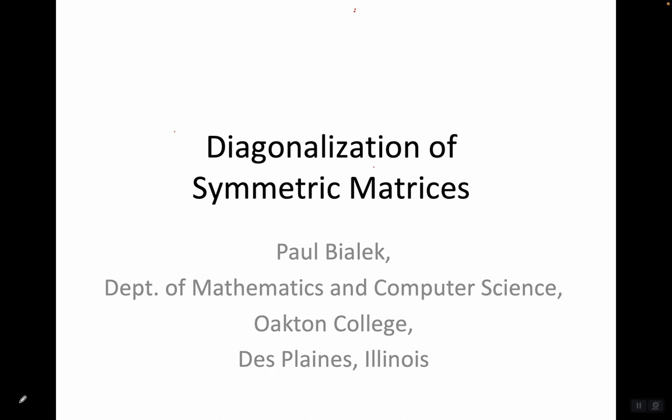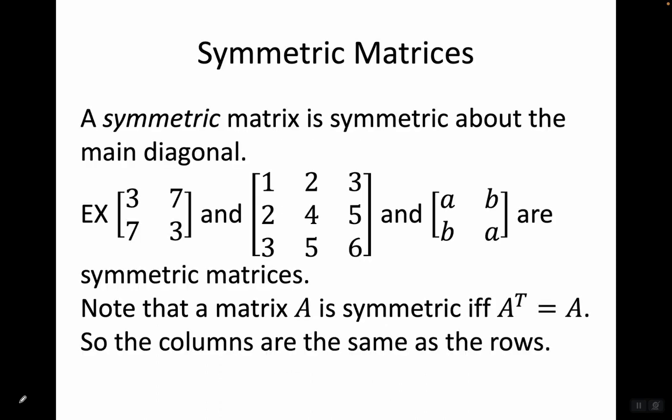Let's talk about the diagonalization of symmetric matrices. A symmetric matrix is symmetric about the main diagonal. Here's the main diagonal. We've got 7 below and 7 above the main diagonal. This 2, 3, 5 is going to be the mirror image of this 2, 3, 5. A, B, B, A. That's a symmetric matrix.